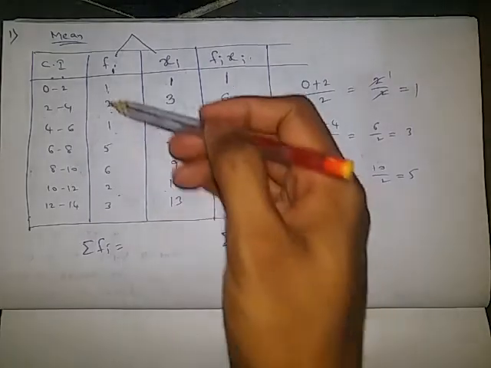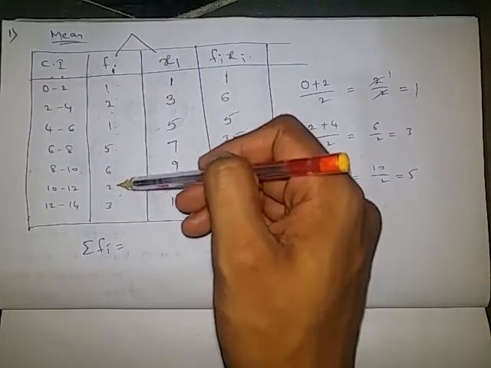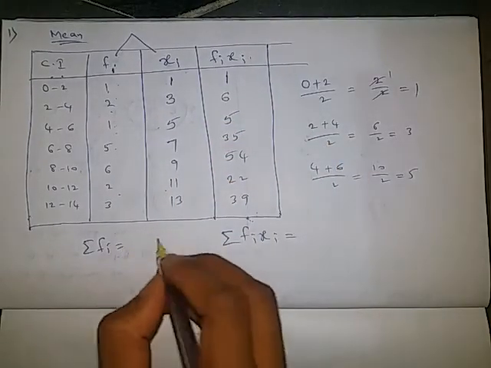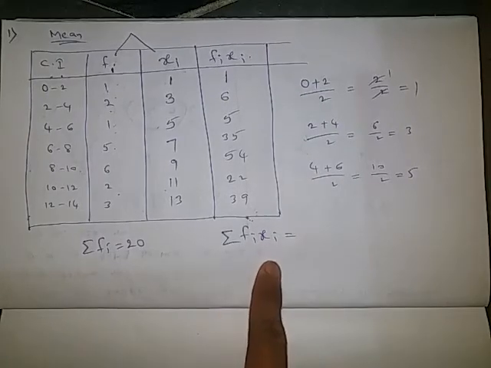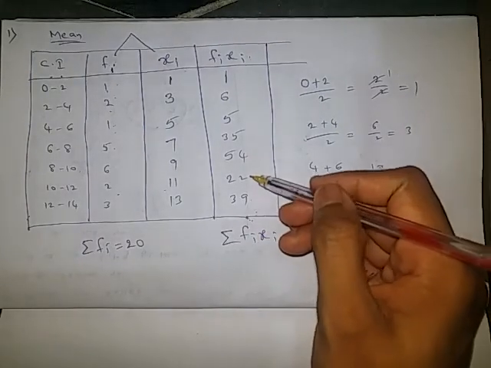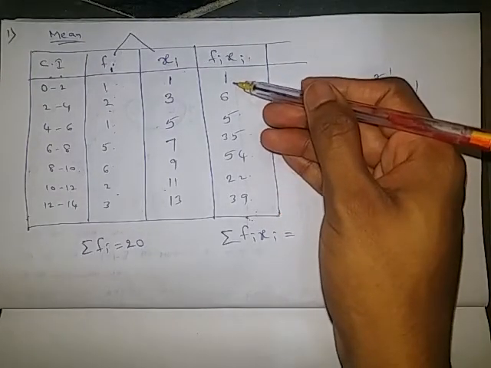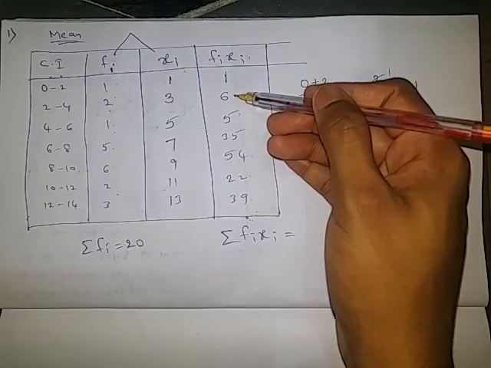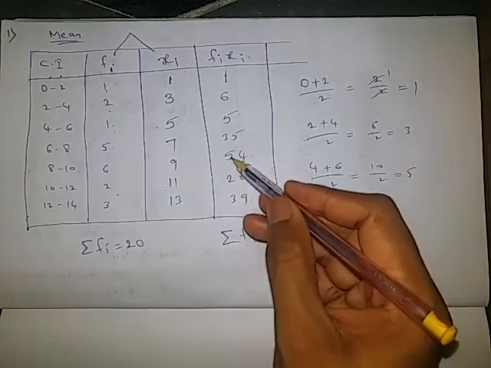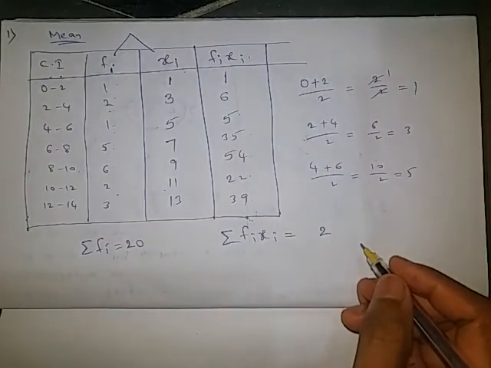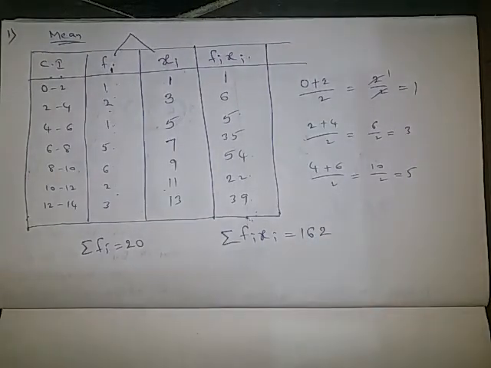Now let us add. 1 plus 2 is 3, 3 plus 1 is 4, 4 plus 5 is 9, 9 plus 6 is 15, 15 plus 2 is 17, 17 plus 3 is 20. So sigma Fi is 20. Next, sigma Fi xi: 1 plus 6 is 7, 7 plus 5 is 12, 12 plus 35 is 47, 47 plus 54 is 101, 101 plus 22 is 123, 123 plus 39 is 162.